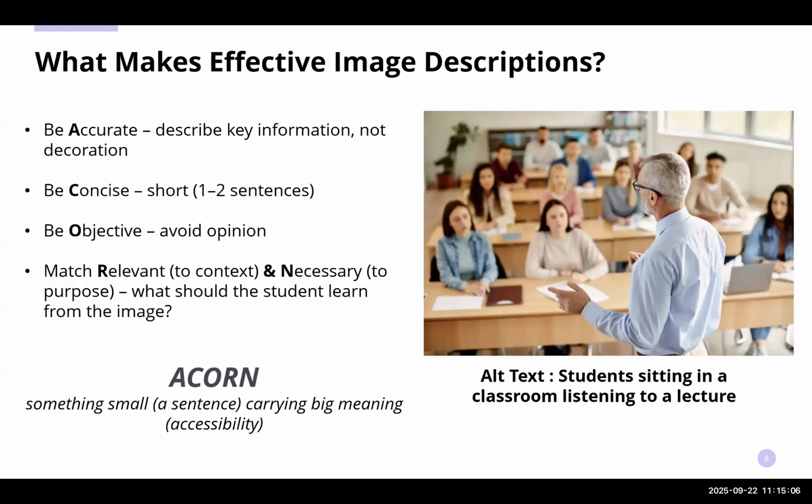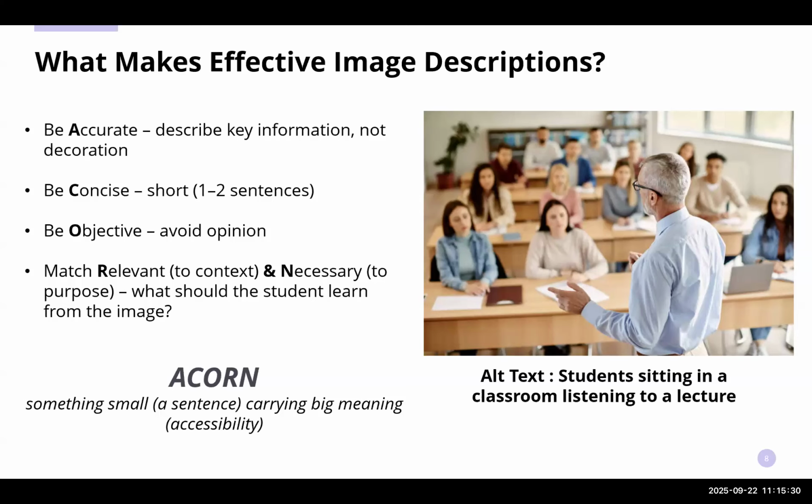C is for concise. Keep it short, a max of 1 or 2 lines, as here for simple images we are aiming for clarity, not a full description at all. O is for objective. Stick to the facts. Avoid assumptions, opinions, or even emotional language. Just describe what is visible.